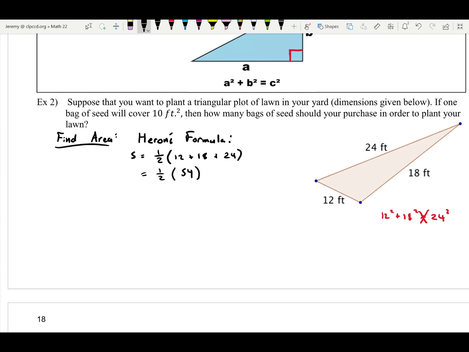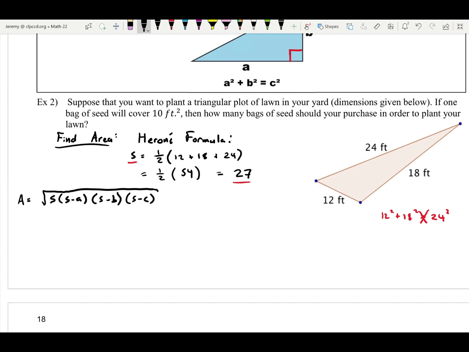All right, and then dividing that by 2, 27 is what I'm getting for S. And now we'll plug into the actual formula. The area is equal to the square root of, I'm going to write this one out, S times S minus A times S minus B times S minus C.